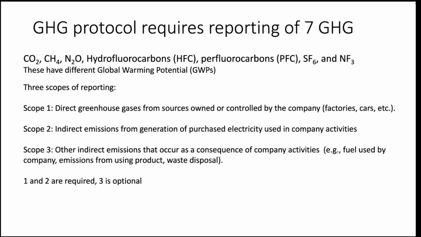These have different global warming potentials, and there are 3 scopes of reporting. So scope 1 is direct greenhouse gases from sources owned or controlled by the company: factories, cars, stuff like that. The second one is indirect emissions from generation of purchased electricity used in company activities. And then other indirect emissions that occur as a consequence of company activities. And in Europe, I think in some countries, the first and the second are required and the third is optional.